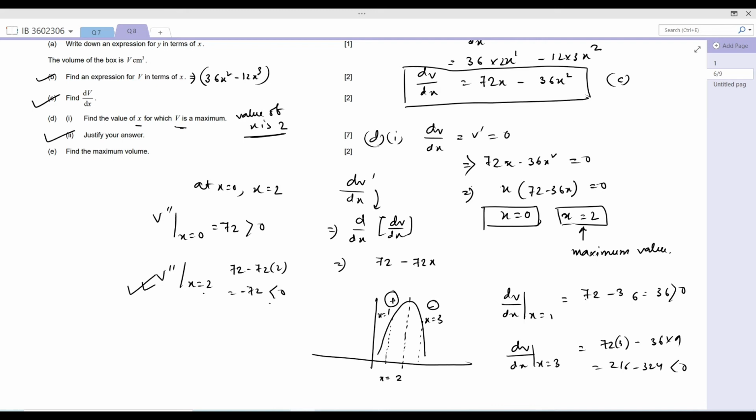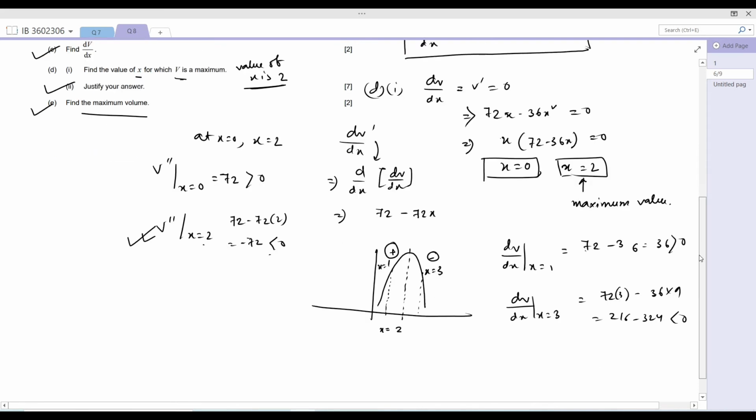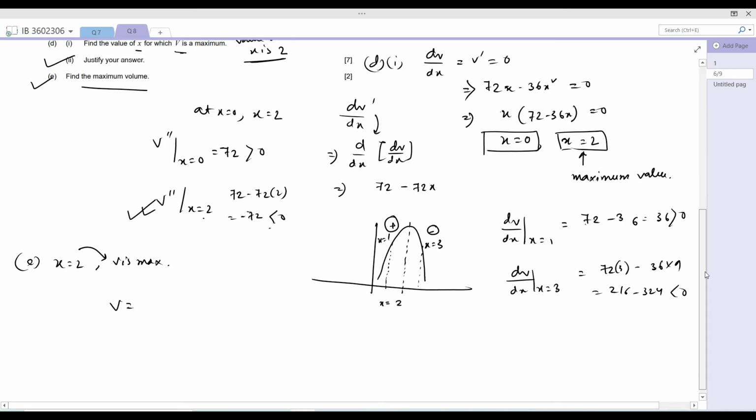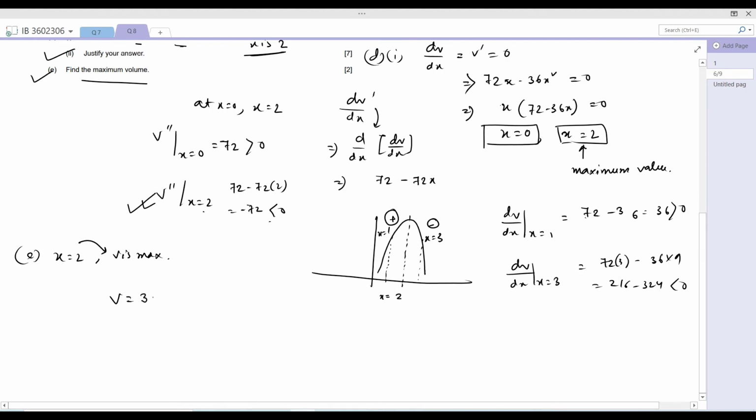Now find the maximum volume. This question is very easy. To get the maximum volume, we need the value of x for which the volume is maximum. We know that at x equals 2, v is maximum. The formula of v in terms of x was 36x square minus 12x cube, as you can see in the previous slide.